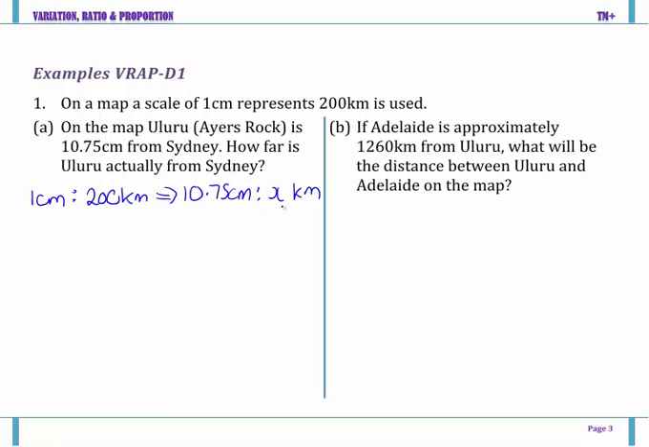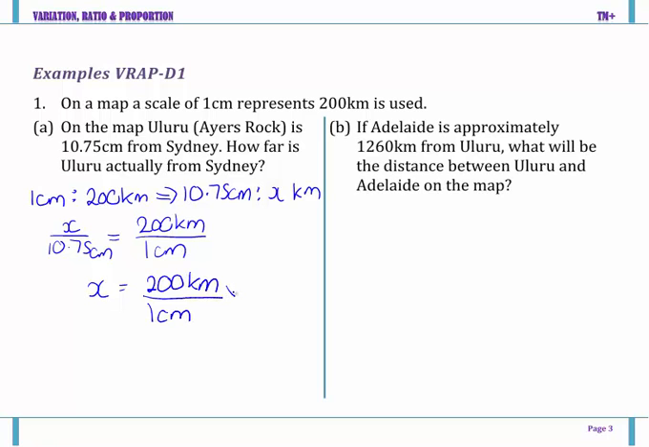So my unknown's the x, so I'm going to put it over 10.75. So x over 10.75 is going to equal, and again we have to go the same way. So I put the second one over the first one. Okay, so to get x on its own, I need to multiply both sides by that 10.75. So I have 200 kilometres over 1 centimetre times by 10.75 centimetres. And you'll see how these units are on the diagonal and can cancel, so you know that you're right.